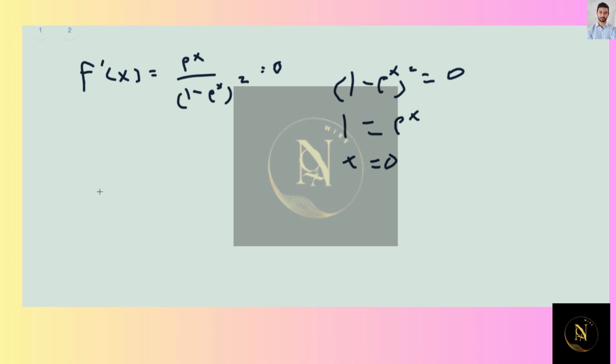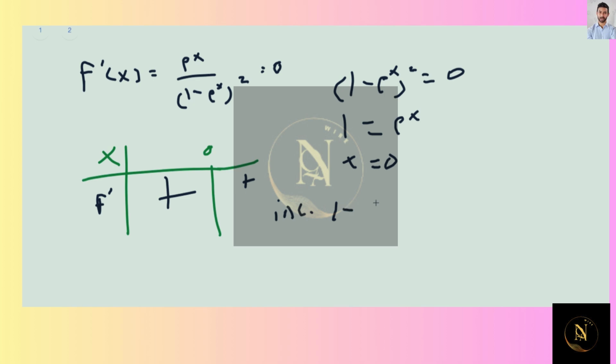And then you do a sign chart evaluation around 0 for the sign of f prime. When x is less than 0, it is positive, and if it's greater than 0, it's positive as well. So this function is always increasing, from negative infinity to infinity. No local min or max.